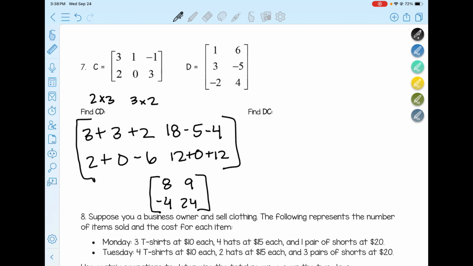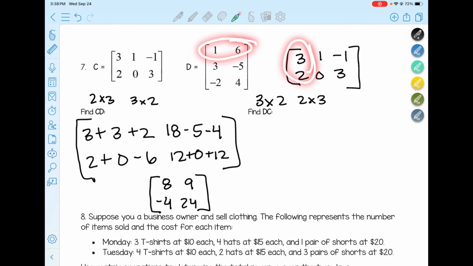So now we're going to do the same thing, but now it's D times C. This means that I have a 3 by 2 and I'm multiplying it by a 2 by 3. So my resulting matrix is going to be a 3 by 3 matrix. To make sure I don't get confused, I'm going to rewrite C over here on this right hand side. So I'm going to write 3, 1, -1, 2, 0, 3. I'm going to go ahead and go row times column.